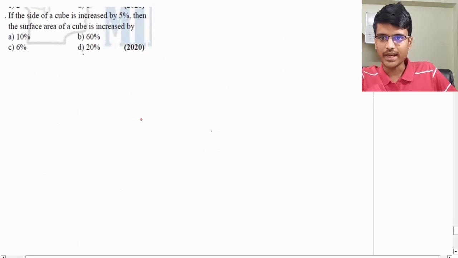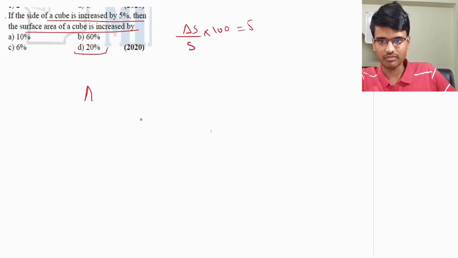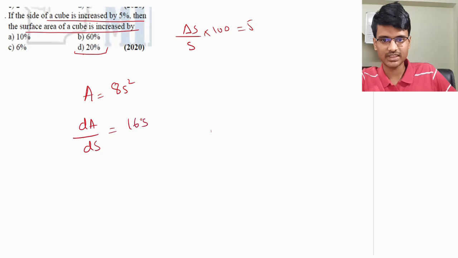Okay, if the side of a cube is increased by 5%, then the surface area of the cube is increased by, okay, they have given us the side: delta s by s into 100 is equal to 5. Then the surface area A is given by 6s square. This is the surface area of the cube. So dA by ds is equal to 12s, right? dA is equal to 12s ds. We need to find out how much the surface area is increased.